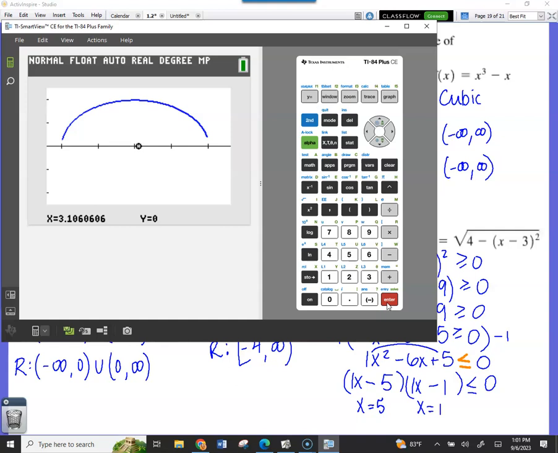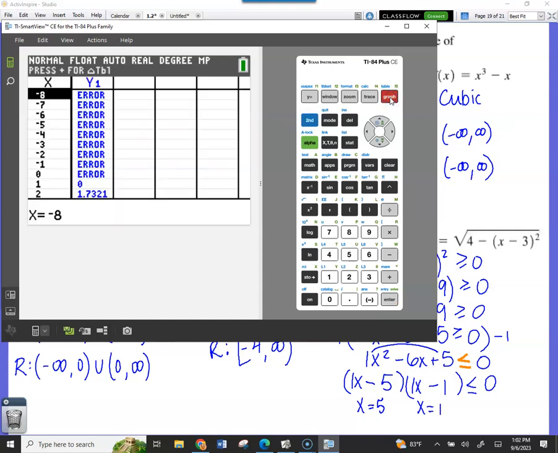Now, if we plug 1 in here, let's check it. If we plug 1 in, or you can go to your table, let's just do that. Second table. If I plug 1 in, do I get an answer? Yes. If I plug 5 in, do I get an answer? Yes.